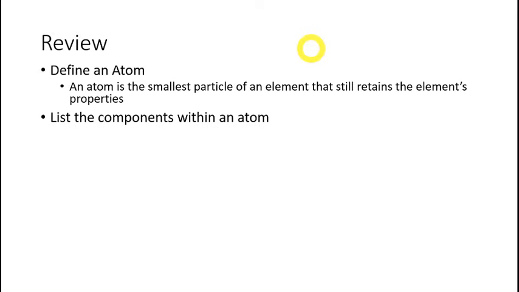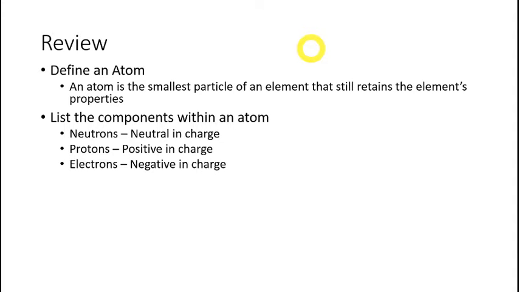Let's list the components within an atom. Go ahead and pause the video again and see if you can say it in your head or write it down on a piece of paper, and then come back to the video and we'll go over that. Okay, neutrons. They're in the nucleus and they're neutral in charge. Protons, they're in the nucleus as well. They're tightly bound to our neutrons, and they are positive in charge. And then we have electrons, and electrons are negative in charge. They're orbiting, flying around that tight nucleus, much like the Earth flies around the sun.